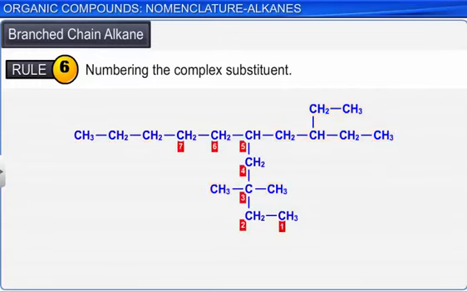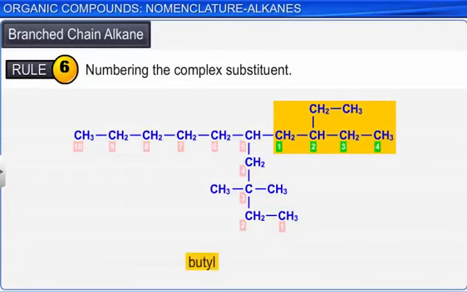Then, the substituent groups are numbered. As there are 4 carbon atoms present, the alkyl group is butyl. The ethyl group is attached to the second carbon atom. Hence, the name of the substituent is 2-ethyl-butyl. The substituent 2-ethyl-butyl is attached to the 5th carbon atom of the parent chain. Hence, it is 5-(2-ethyl-butyl). Here, 2-ethyl-butyl is written in parentheses.